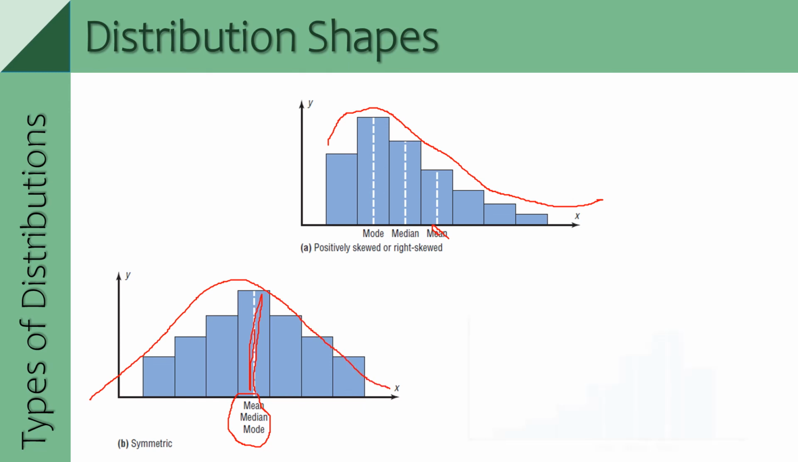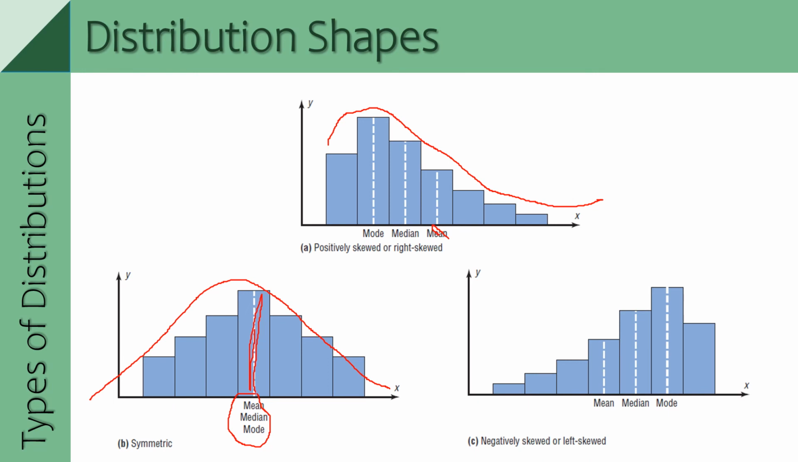Okay, so next is the last one. We have the negatively skewed. When the majority of the data falls to the right of the mean and clusters at the upper end of the distribution with the tail to the left, the distribution is said to be negatively skewed or left skewed. Also, the mean is to the left of the median, and the mode is to the right of the median.